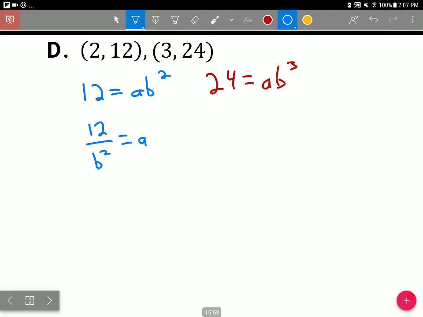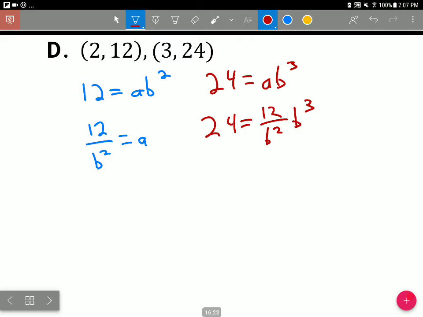Don't let the squared freak you out. There's nothing to reduce. Just leave it like that. Cool? And then plug it into the other side. If it's a b to the 4th, just put b to the 4th on the bottom. There's nothing different. So we get 24 equals 12 over b squared times b to the 3rd.